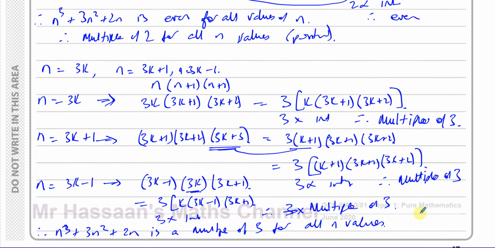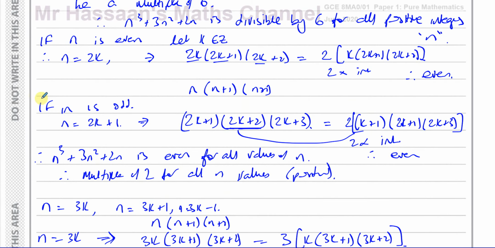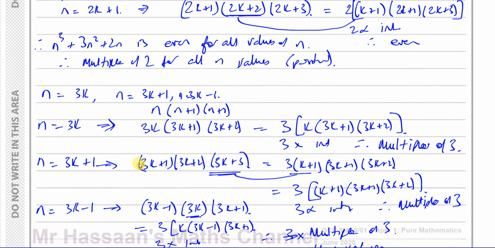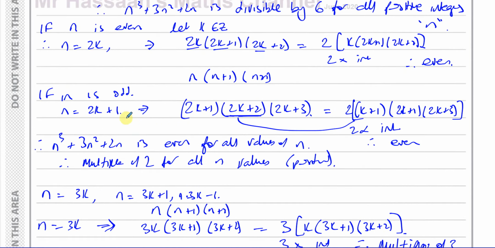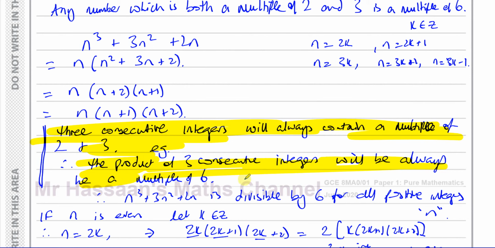But actually, this last part here, I don't think it's quite necessary to go through. I just showed you how to show this algebraically as well, just because sometimes you might need to do that for certain types of question. But if you mention this statement here, for these 3 marks, that should be enough. That 3 consecutive integers will always contain a multiple of 2 and 3. And that means the product of 3 consecutive integers will always be a multiple of 6.